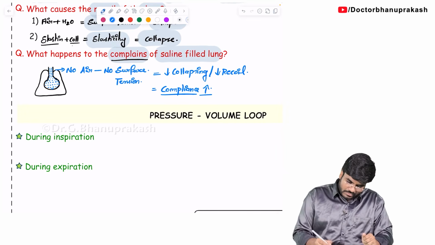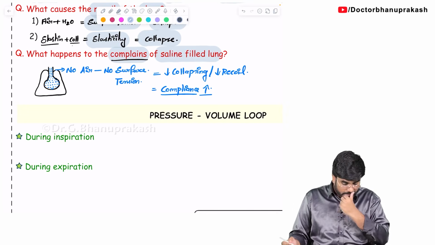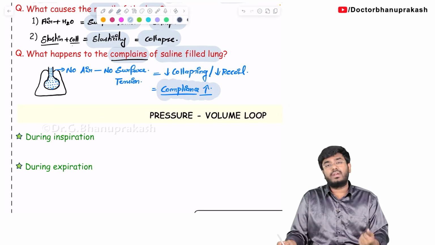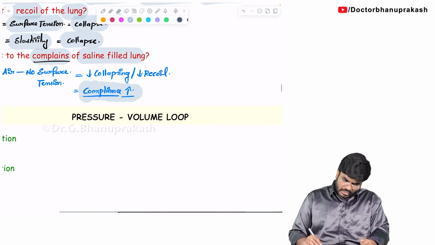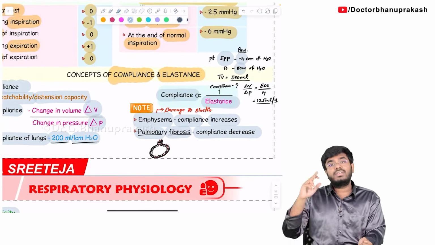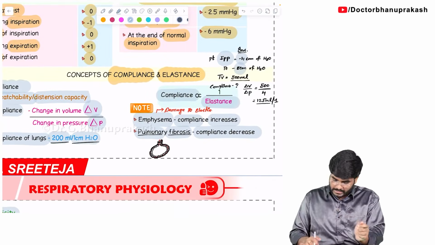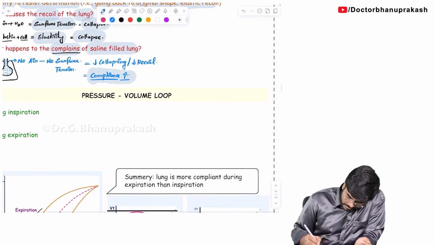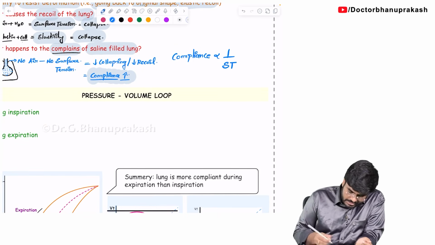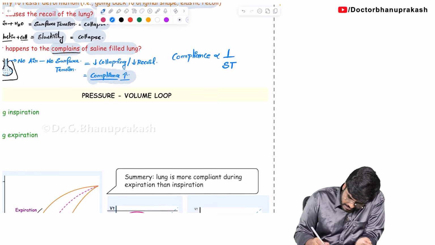So always remember, in a person whose lungs are filled with saline, the compliance of these saline filled lungs will always be more. So from this, can I derive a formula? Previously I told you that compliance is always inversely proportional to elastance. Both are opposite. But now I am telling you, compliance is inversely proportional to surface tension. In this condition, whenever surface tension decreases, no surface tension means more compliance.